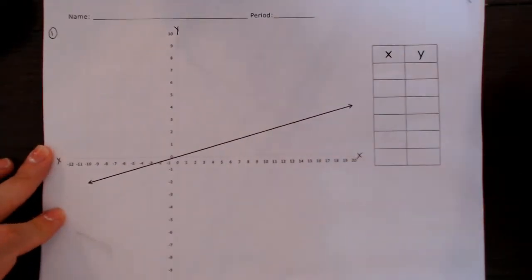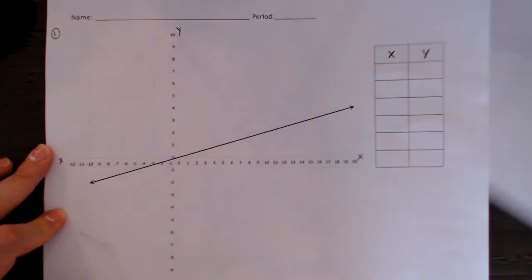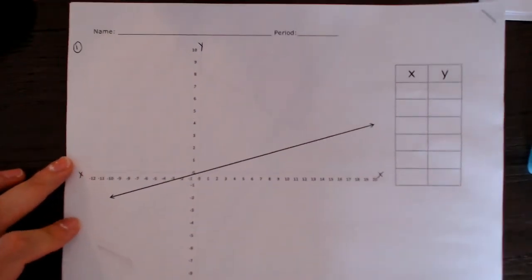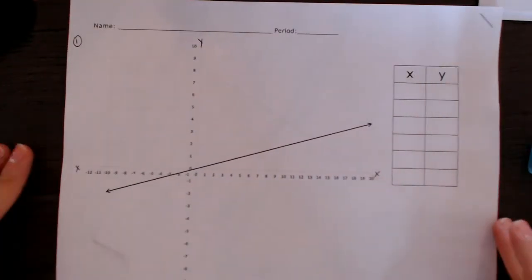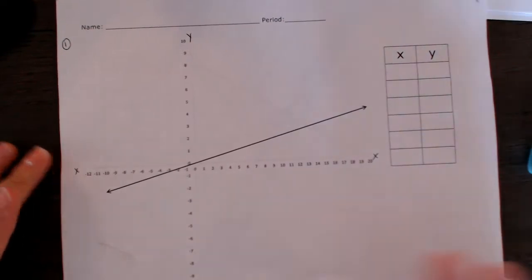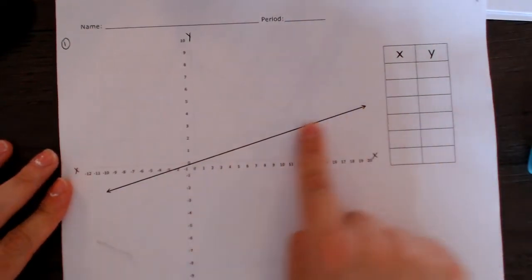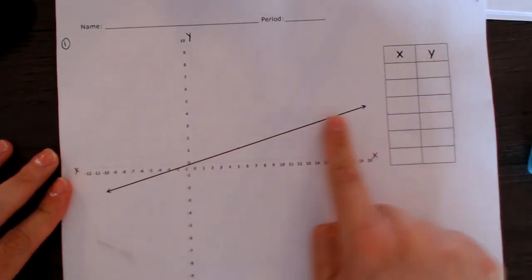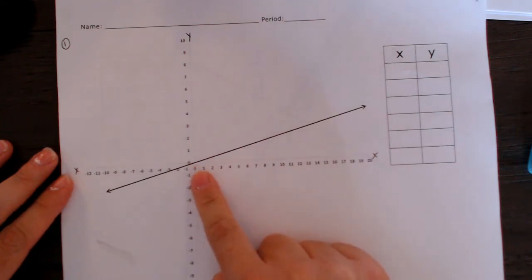The entire worksheet that we're doing today is COP, which is constant of proportionality. So because it's COP, all these linear functions are going to pass through the origin. So that's where I want you to start.